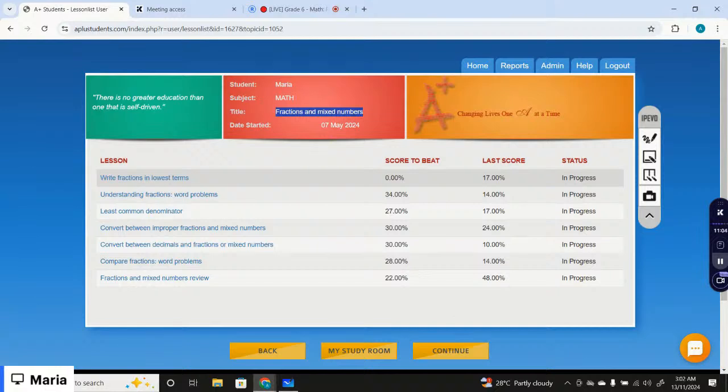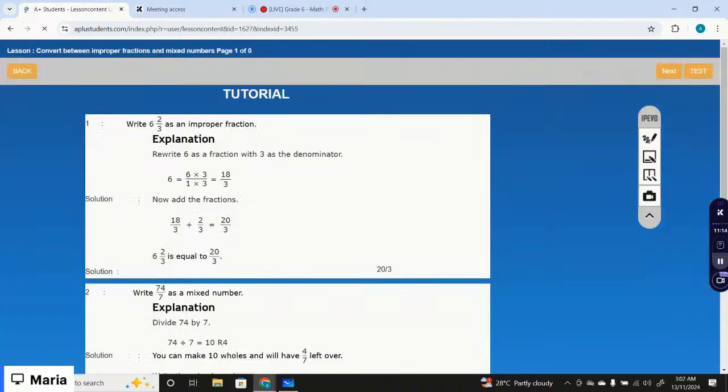Here I am on grade 6 math. The chapter we are on right now is fractions and mixed numbers. Let's just start with the lesson that is convert between improper fractions and mixed numbers.